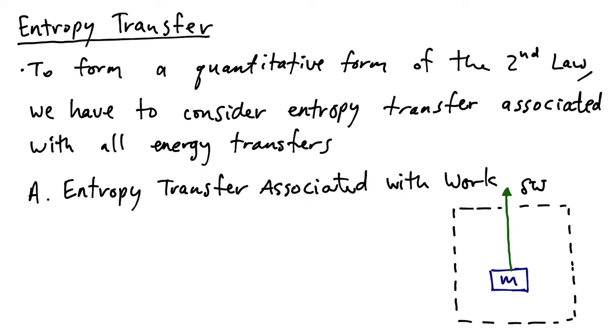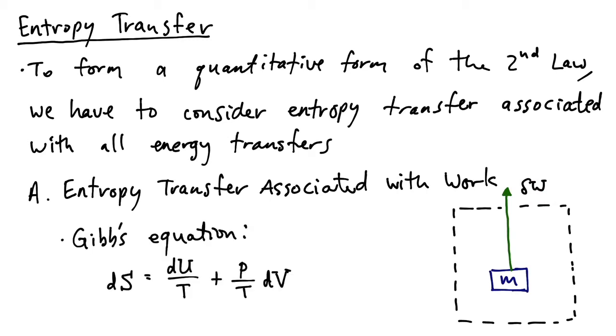The first type of energy transfer that we're going to look at is work, and to do so, we're going to take a control volume and we'll assume that this has a mass contained within it and that it's existing in a vacuum so that there's no other influences other than a small massless string that is able to raise and lower the mass by imparting a differential amount of work, delta W. So to look at the entropy change, dS, of the system when we do some work on it, we're going to start with Gibbs' equation.